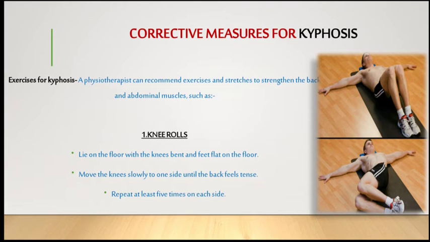Okay, first you lie down on your back support, then open your arms according to your shoulder width, then bend your leg or knee, then slide to the right side and to the left side one by one. In this exercise your upper body will not move. Only your lower body portion will move. Okay class, so this is the first exercise for corrective measure for kyphosis.